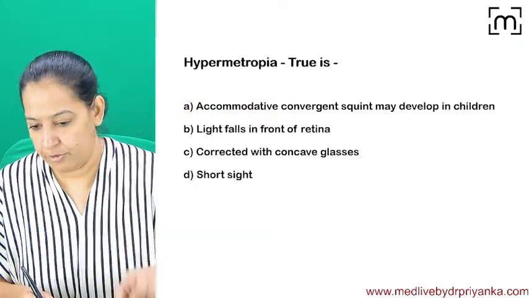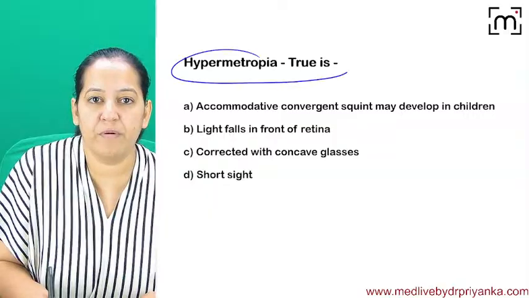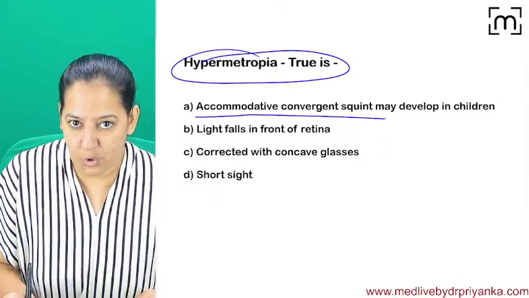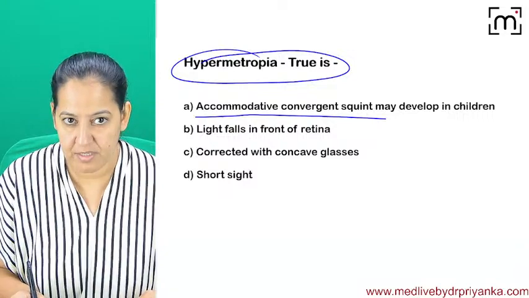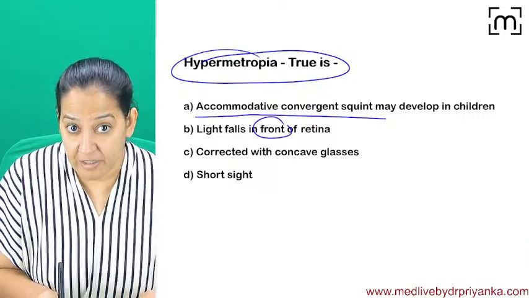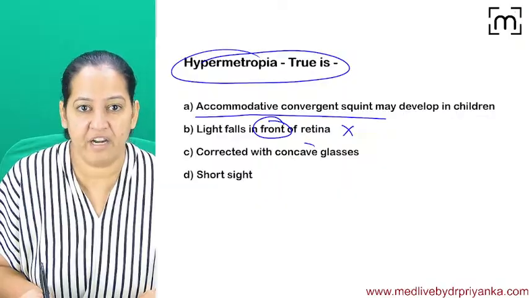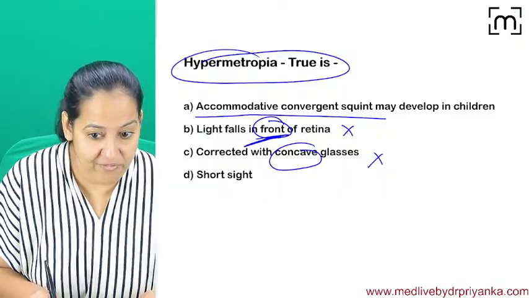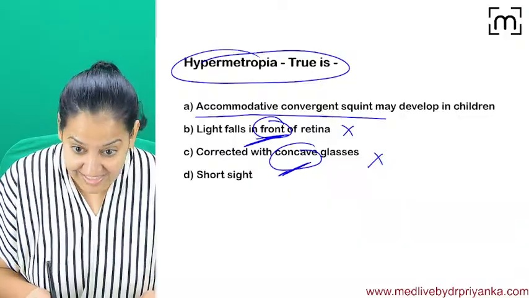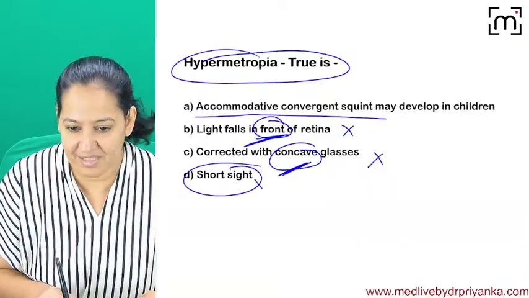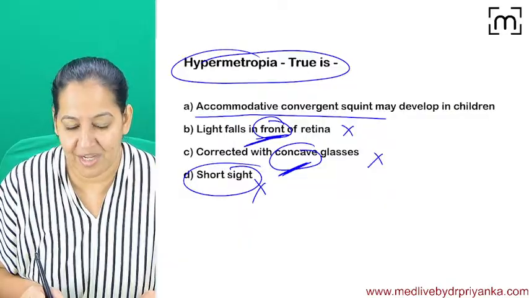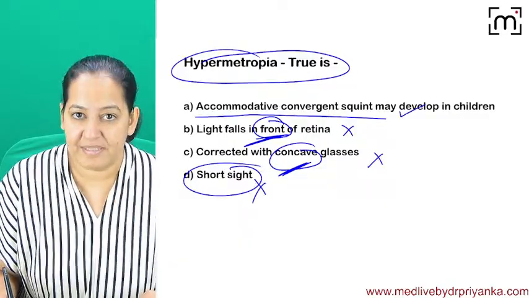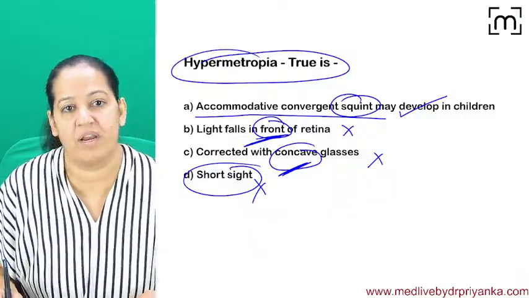The third question is in front of you, last question. Hypermetropia, what is true? True statement regarding hypermetropia. Accommodative convergent squint may develop as a complication in children. Is it true or false? Light falls in front of retina. I don't think so. Corrected with concave lens. I don't think so. Light falls behind the retina, not in front of the retina. Corrected with convex lens, not concave lens. And it is short-sightedness? No, it is long-sightedness. The other name is long or far-sightedness, but it is not short-sightedness. So the correct among them is A. We know squint as a complication. So the correct among them is A.